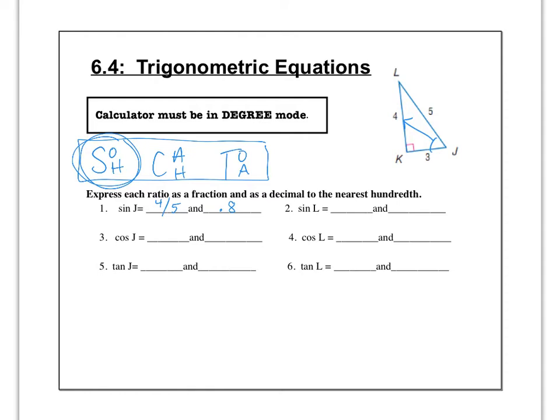Now we need to do the cosine of J. Cosine is adjacent over hypotenuse. Adjacent means right next to, so remember that's the 3, and the hypotenuse is still 5. Divide 3 by 5 and you get 0.6. And tangent of J, that's opposite over adjacent. So opposite is 4, adjacent is 3. 4 divided by 3 is 1.3 repeating. Okay, so if you had trouble with those, pause the video again and now try 2, 4, and 6.